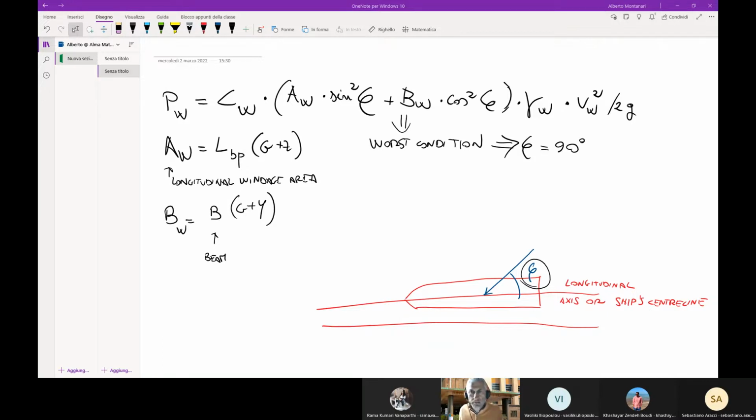Okay, here I am. Now, a couple of things that I forgot to say, and then we continue our discussion on the application of this formula that you see on the screen.